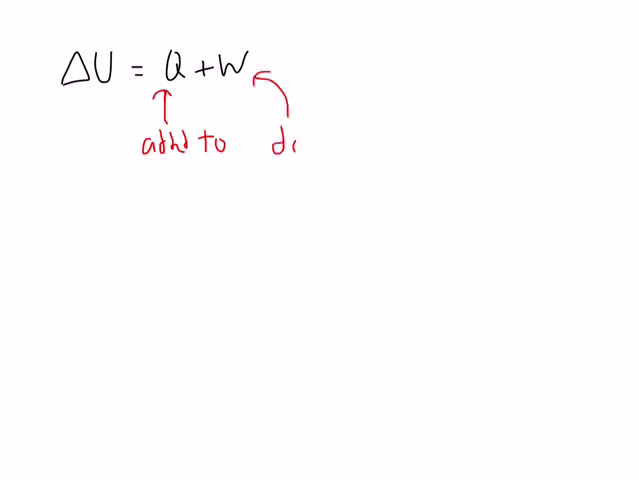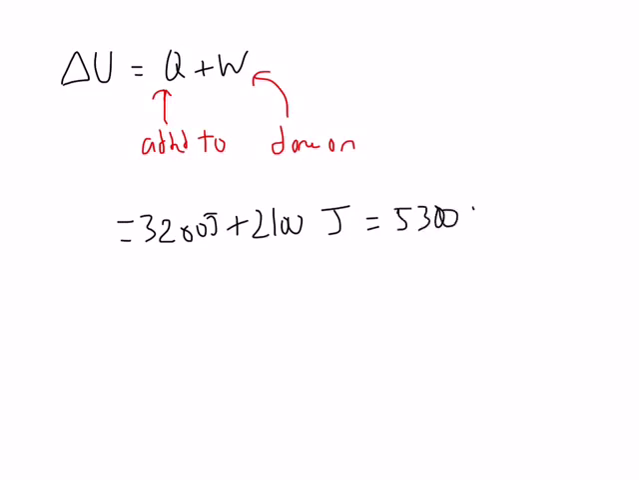And this is the work done on. That's what makes it positive. And these are the same descriptions we have in the problem, so both our values are positive. So this is 3,200 plus 2,100 joules is 5,300 joules. So that's the change in internal energy of the gas.